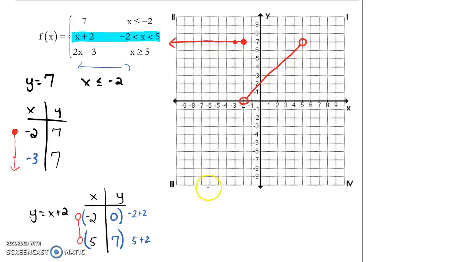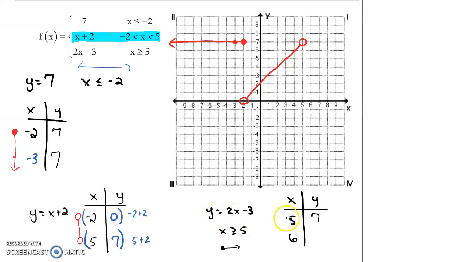The third piece is done just like the previous ones. I have y equals 2x minus 3, x is greater than or equal to 5. So I have to choose 5 and then a number greater than 5. This would be a closed circle at 5. Plugging in my values, I put 5 in, I get 10 minus 3 is 7. That's a closed circle.